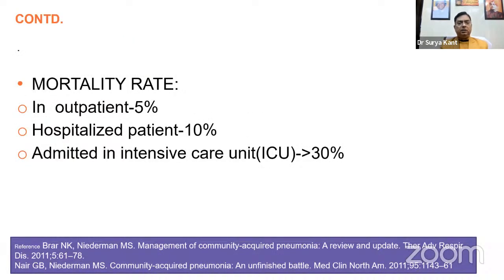Now, what is the mortality rate? If the patient comes and you treat him as an outpatient, meaning the disease is not so severe and you prescribe treatment on an OPD basis, mortality is roughly around 5%. If the condition is severe and the patient needs hospitalization, mortality goes higher, to 10%. And if the patient requires intensive care unit facility, meaning the disease is very severe, mortality is still higher, more than 30%.